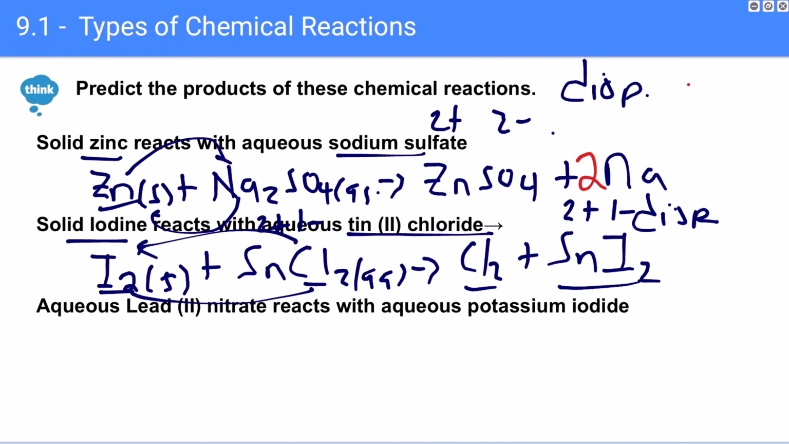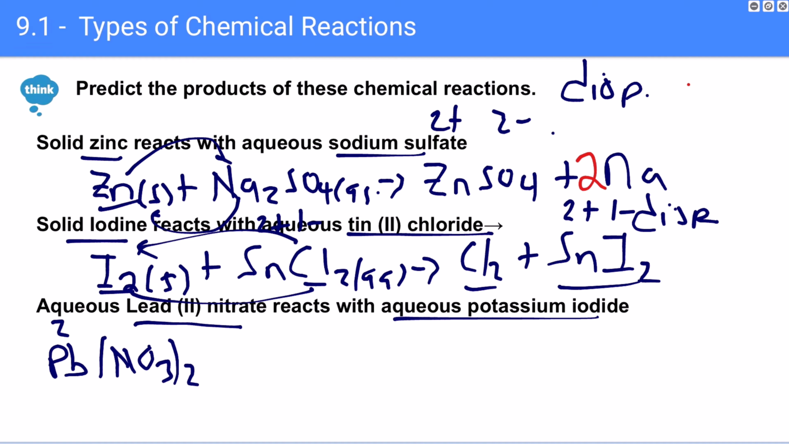Let's do one more. We have lead 2 nitrate reacts with potassium iodide. So again, write out your formulas. Lead 2 nitrate. Remember, always check your charges when you do this. Potassium iodide. Check your charges to make sure you're writing all your formulas correctly. My aqueous isn't that great written, but you get the idea here.